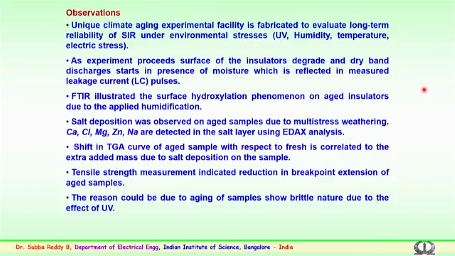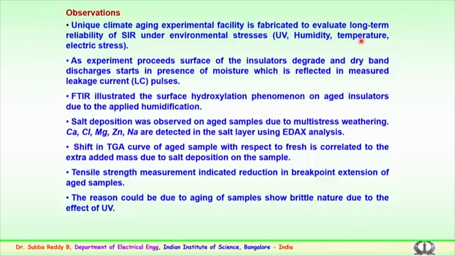Here initially experimentations were carried out for various conditions like temperature, humidity, UV and electric stress. Again the experimentations were further looked into for the lower temperature conditions also. So, for this a unique climatic aging experimental facility was fabricated to evaluate long term reliability of silicone rubber insulators under environmental stresses. It was noticed as the experiment proceeds, the surface of insulators were degraded, and the dry band discharge starts in the presence of moisture in the humidity conditions, which is reflected in the measured leakage currents.